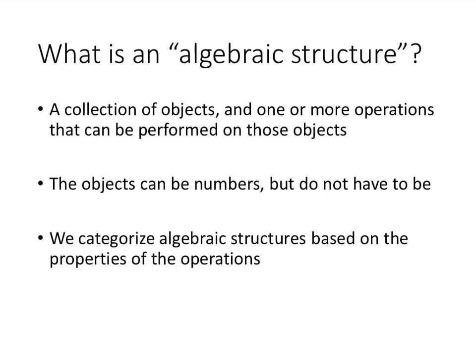So first of all, what do I mean by an algebraic structure? Well, generally speaking, an algebraic structure is a collection of objects, and those objects could be numbers, but they don't have to be. They could be functions, matrices, they really can be anything. So we have these objects, and we also have one or more operations that we can perform on those objects. We could add them, or multiply them, or do something else. And we're going to categorize algebraic structures based on the properties of those operations, based on how many operations there are and what properties those operations have.